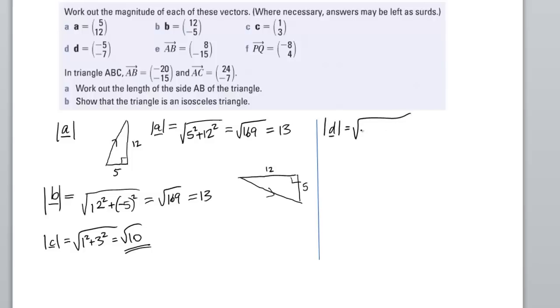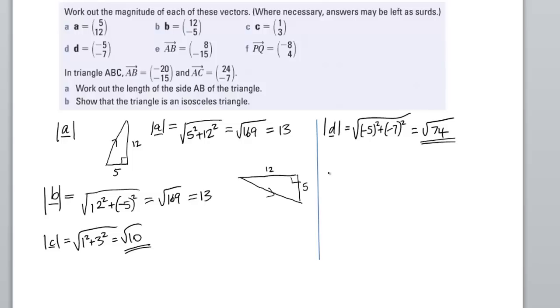Magnitude of D, square root of minus 5 squared plus minus 7 squared, which is the square root of 25 plus 49, which is root 74. Doing this on your calculator will simplify that. If you've got your calculator set to maths input output mode, it will leave it in surd form, and it will also simplify the surds if they will simplify.